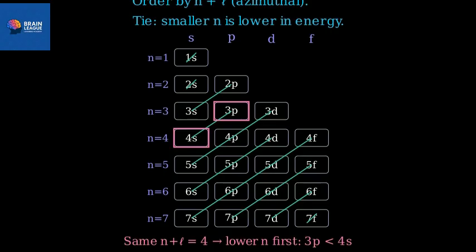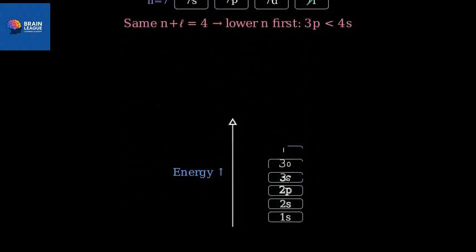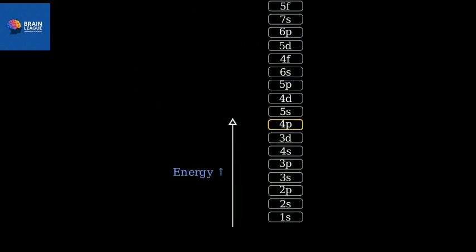Next, let's see the same order on an energy ladder. Lower on the ladder means lower energy. We will place each orbital in order from bottom to top. Then we will scan through them quickly to reinforce the sequence.